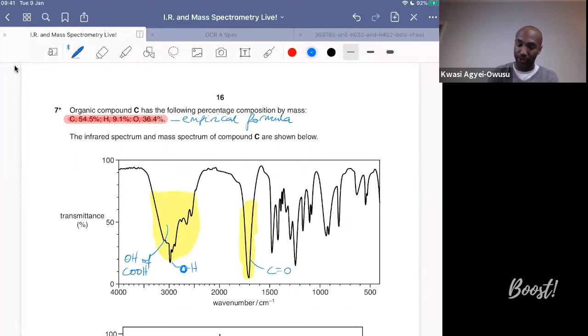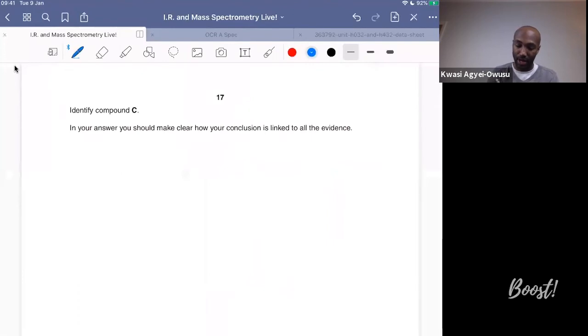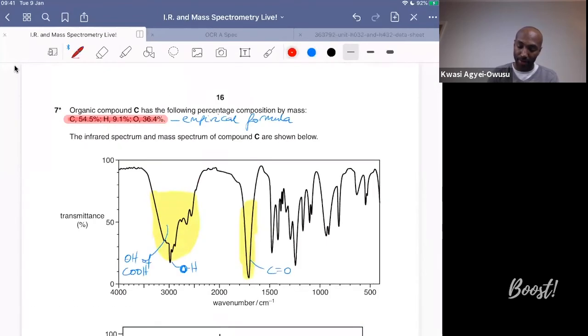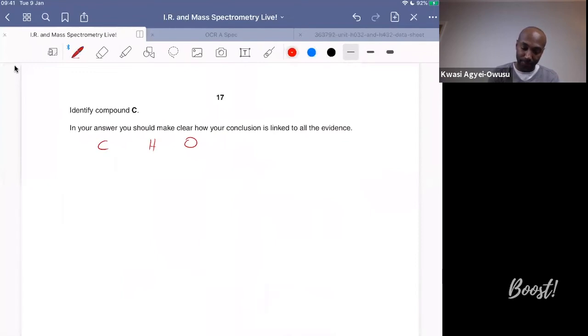So let's then use all of this data to work out what our molecule could be. We've got 54.5% for carbon. Let's move over to the next page and carry out our calculation for the empirical formula. So we've got 54.5%.